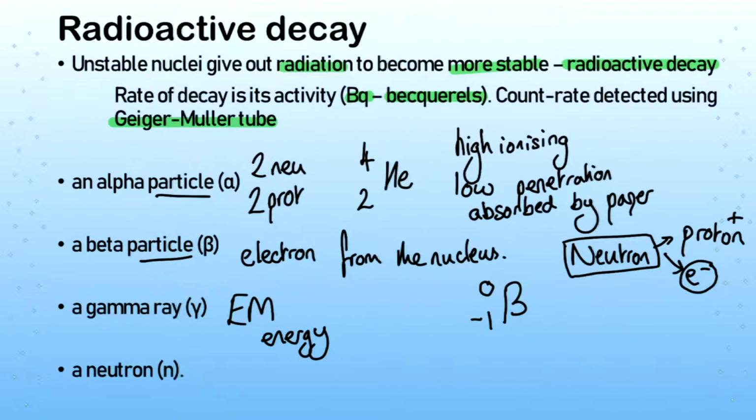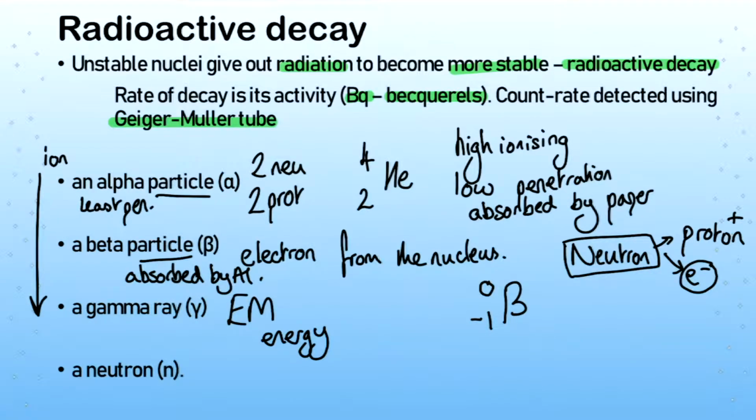So the highest ionization was the alpha particle, and the lowest ionization was gamma ray. So we're going from the most to the least, the beta being in the middle. The penetration, though, is the opposite. So the alpha particle has the least penetration, so it can barely travel through air, it's absorbed by paper. A beta particle, in contrast, is absorbed by a thin sheet of aluminium, and so that can move through a lot more air because it's moderately ionizing. But a gamma ray has a low ionizing ability.